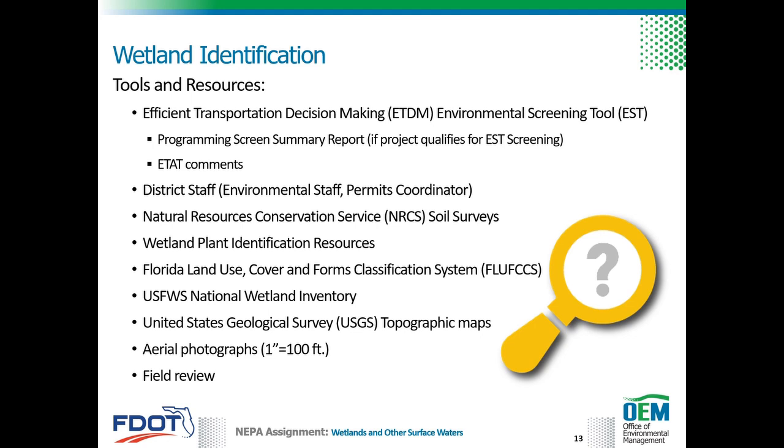At the beginning of the Project Development and Environment, or PD&E, process, it is important to contact the commenting agencies to confirm the recommendations made during the EST screening events and to ensure wetland issues are addressed. Available site-specific data should be collected and reviewed, such as, but not limited to, Natural Resources Conservation Service soil surveys, wetland plant identification resources, the FDOT Florida Land Use Cover and Forms Classification System, called FLUCFCS, U.S. Fish and Wildlife Service's National Wetlands Inventory, United States Geological Survey topographic maps, and aerial photographs. All data sources must be documented in the Natural Resources Evaluation, and include any pertinent maps identifying the wetlands in the project area. A field review should also be conducted to verify the data collected during the desktop analysis.